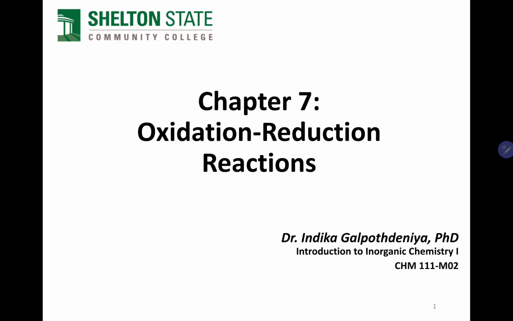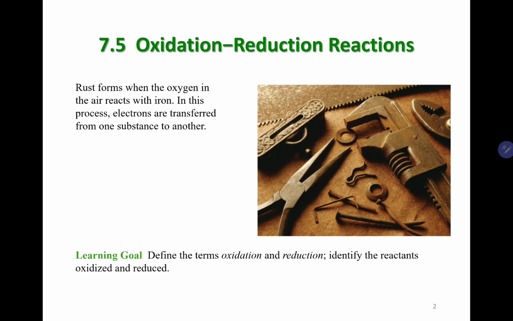We are going to talk about these reactions in more detail in this chapter. And so in this slide I have a simple example for an oxidation reduction reaction. This is basically the rust formation when oxygen in the air reacts with iron metal. So in this reaction you can see an oxidation and a reduction happening. Therefore we categorize this rust formation as an oxidation reduction reaction.